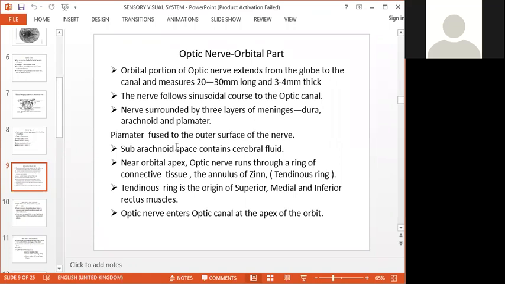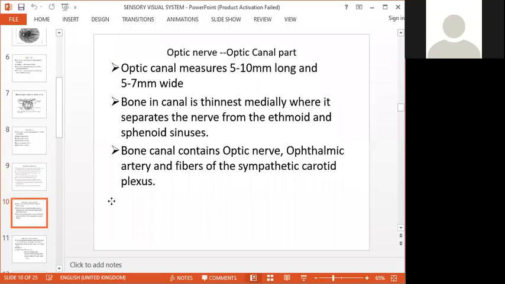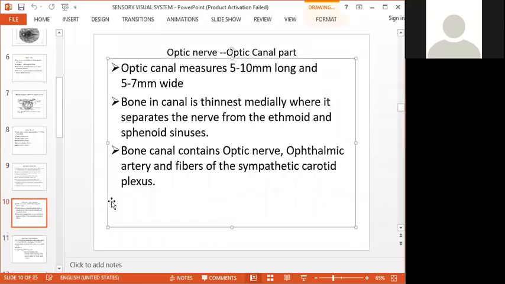The optic nerve enters the canal at the apex of the orbit. The optic canal measures 5 to 10 millimeters long and 5 to 7 millimeters wide. There's no specific number, it's not the same for everyone. There are people with small heads, there are people with big heads. So these measurements do vary. This is within the normal.